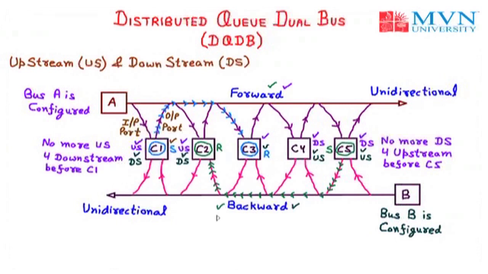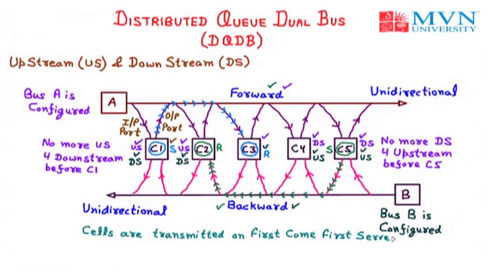So C5 must be aware whether C2 is at the left or right. That means whether I have to use bus A or B will be the decision of the system, and the system decision will be based upon the direction, that is forward or backward. Well, the distributed queue is used to make sure that cells are transmitted on a first come, first served basis. We also call this FCFS. So we can say that the cells are transmitted on an FCFS basis.